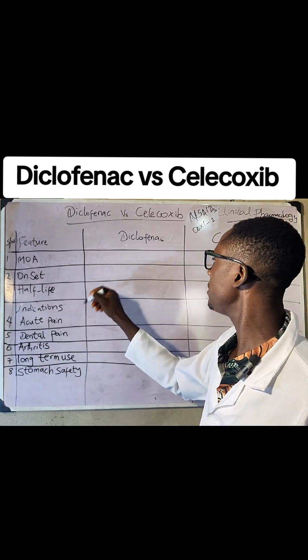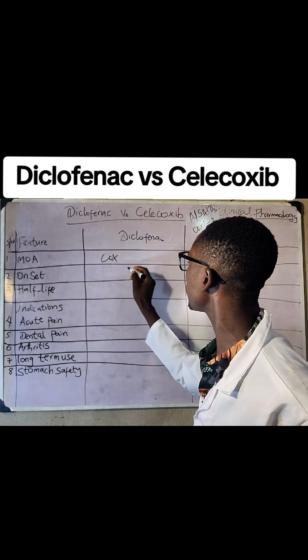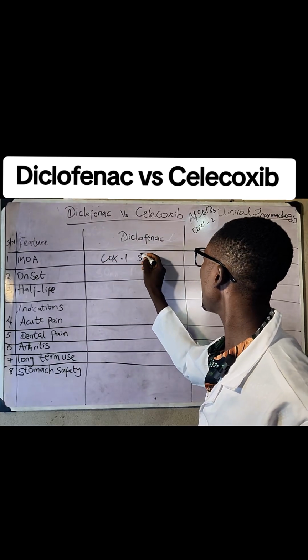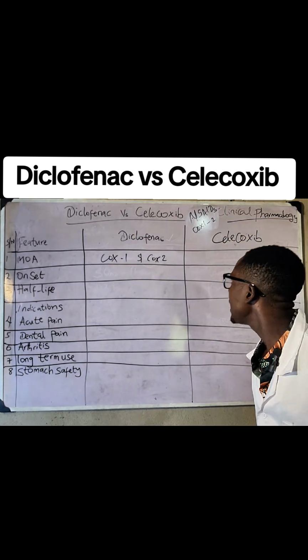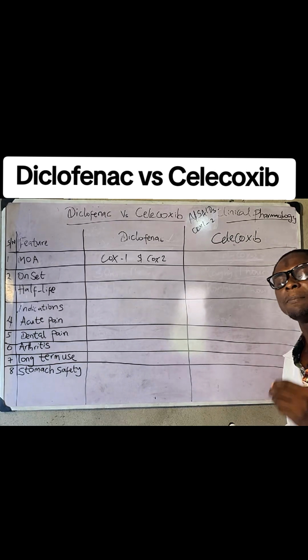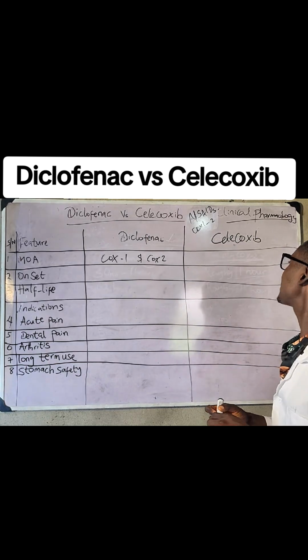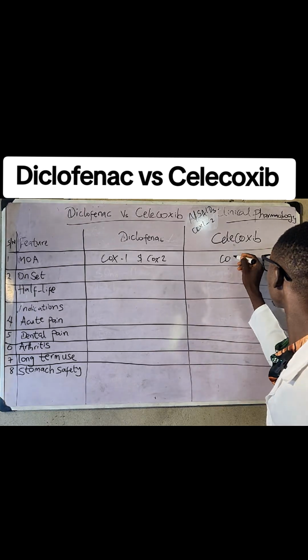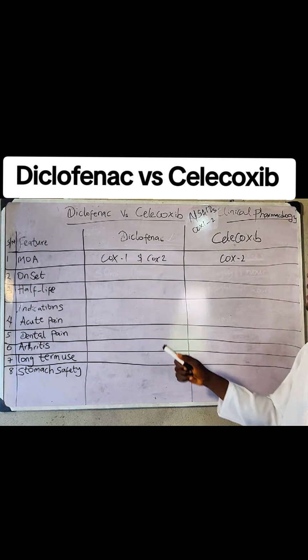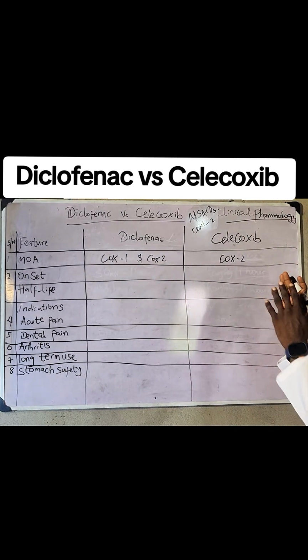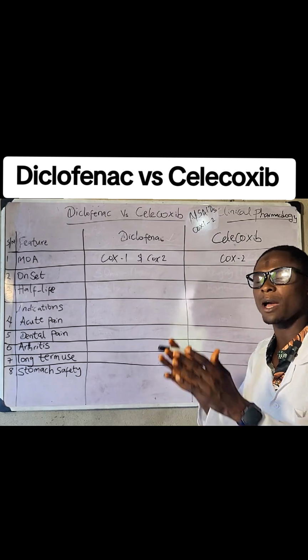Diclofenac works by what? Inhibiting COX-1. That's how it works. It inhibits COX-1 and COX-2. Then Celecoxib, it's mainly acting on cyclooxygenase 2. That's the difference between diclofenac and Celecoxib. Diclofenac inhibits COX-1 and COX-2.